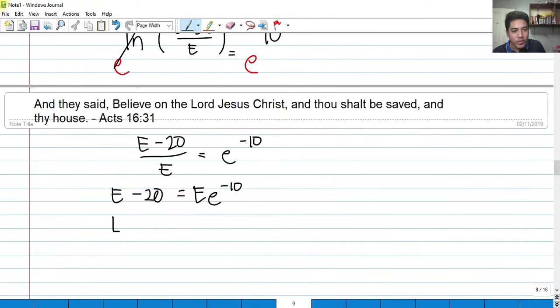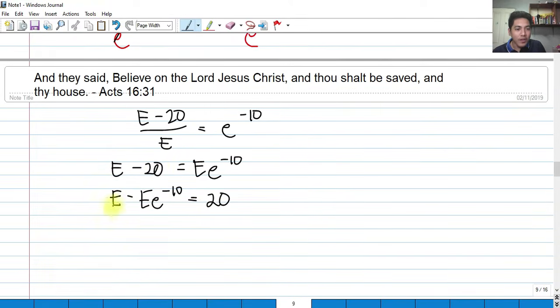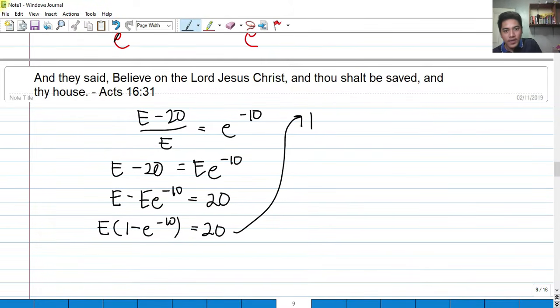Okay, combining like terms, we transpose this: E minus E times e raised to negative 10 is equal to 20. If we factor out E, we have E times (1 minus e raised to negative 10) equal to 20. Therefore, isolating E, we have E equal to 20 over 1 minus e raised to negative 10.